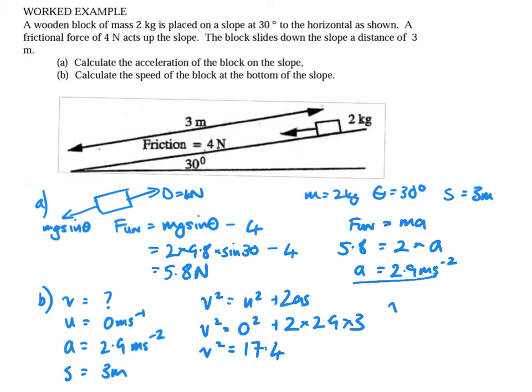17.4. So v, final answer, square root 17.4. Remember, don't just run that together. v squared equals 17.4, and do the square root at that point. So you get your final answer for v is 4.17 meters per second.